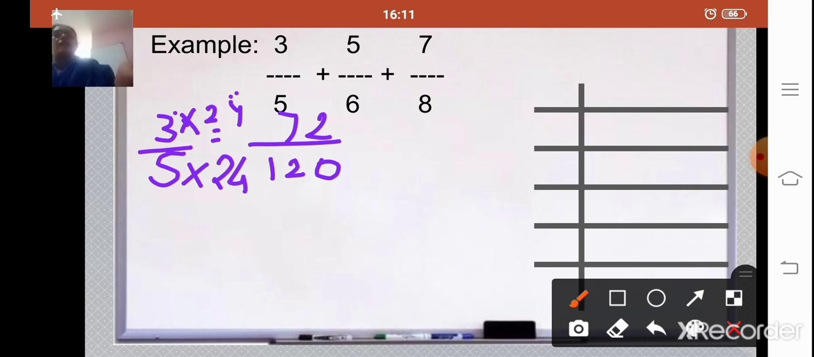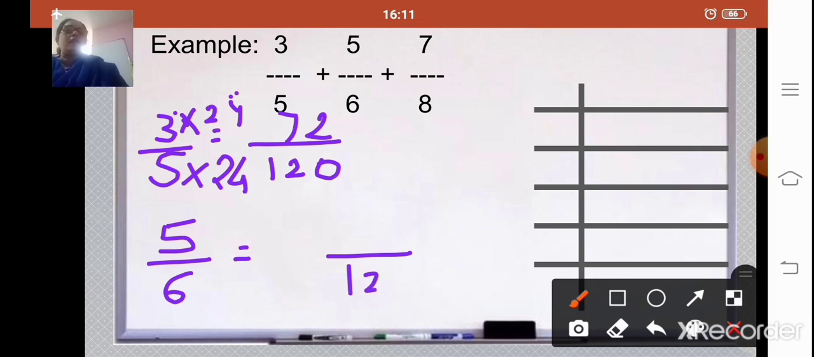Now same way, let us take the other fraction, that is 5 upon 6 is equal to dash upon 120. Now 6 multiplied by which number will give you 120? That is 20. Correct? The same way the numerator will also be multiplied by 20. Now 20 5s is 100.